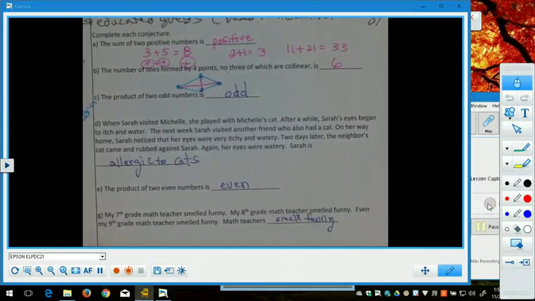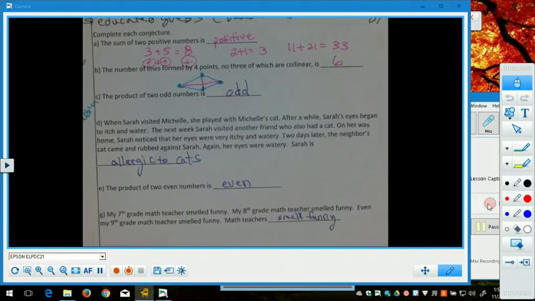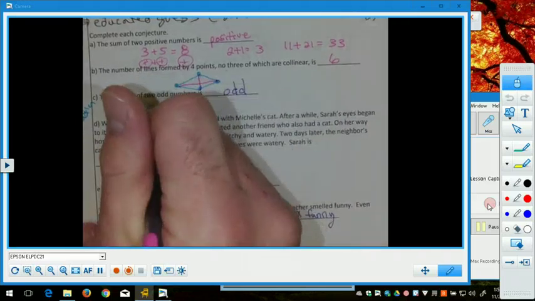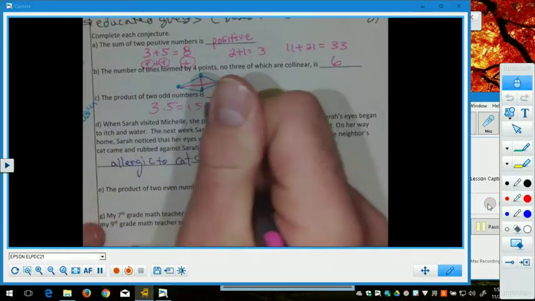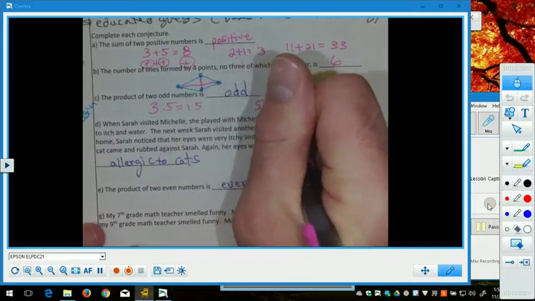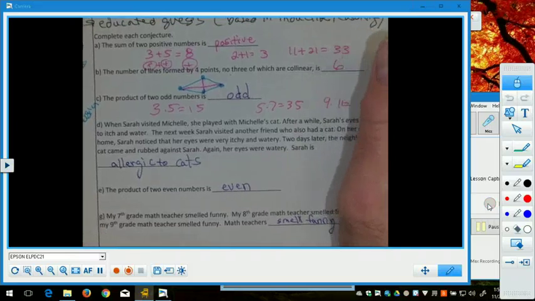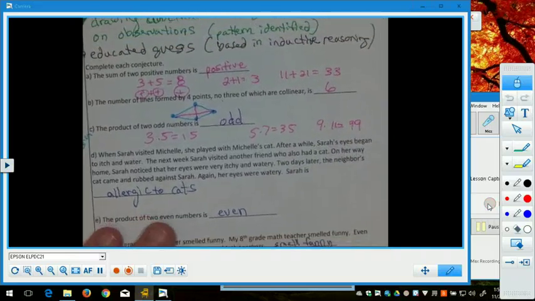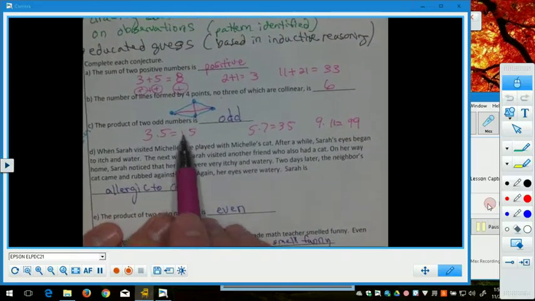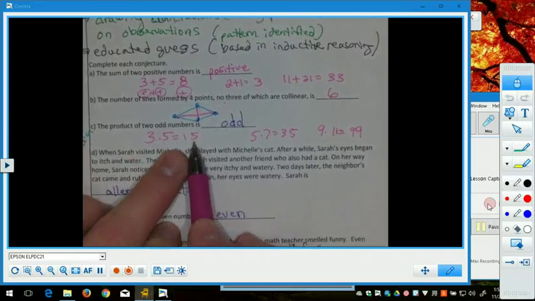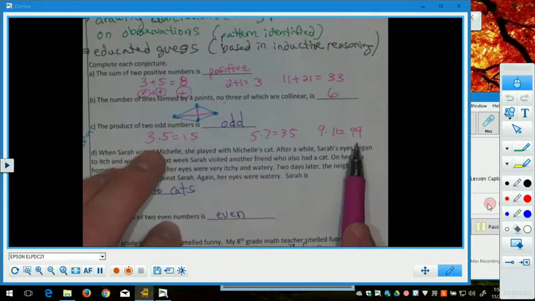These are the answers that you should have gotten for letters C, D, E, and I'm not sure what happened to F, but G. So the product of 2 odd numbers is odd. We can convince ourselves or someone who doesn't believe that by showing them. 3 times 5 is 15. 5 times 7 is 35. 9 times 11 is 99. You make up your own numbers. You shouldn't have the same ones I have. But you can see an odd times an odd gives us an odd, and it's working every time.